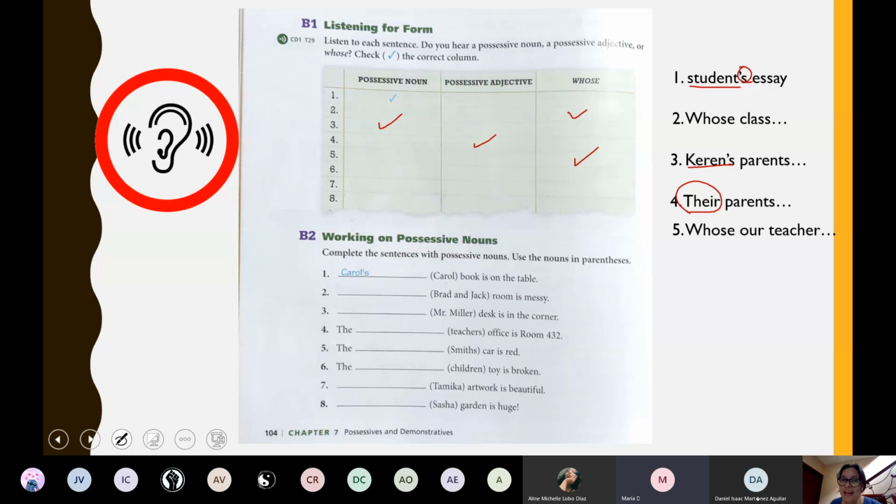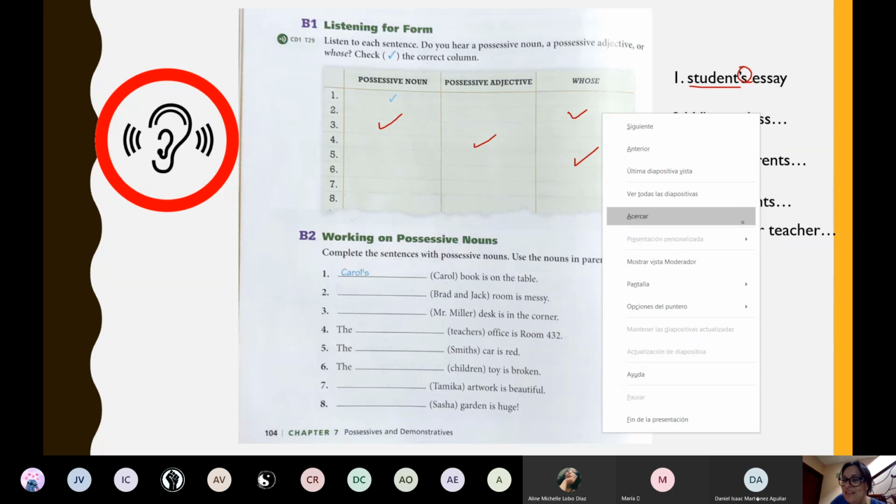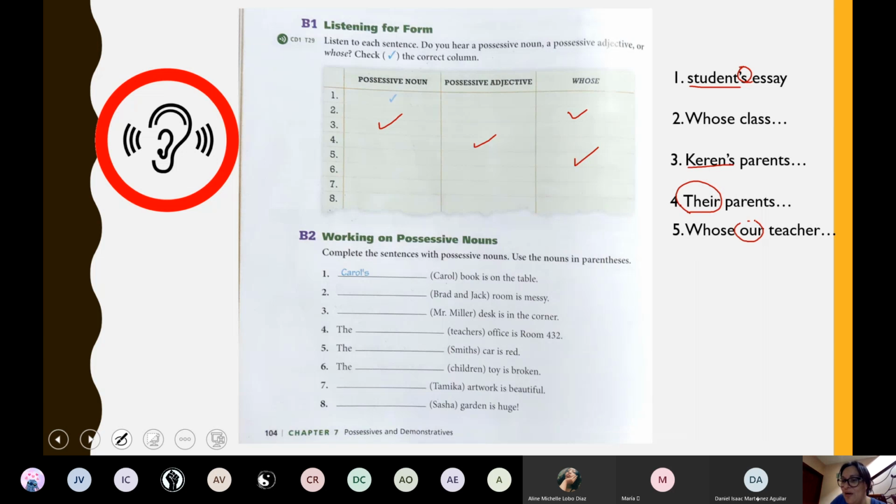But even though we also have a possessive adjective, so it's okay, look. Who's our teacher? It can be both. It can also be a possessive adjective because here we have our teacher, not your teacher or their teacher, our teacher. It's okay, Maria Jose. So we have whose and also a possessive adjective. Number five, right? Yes.